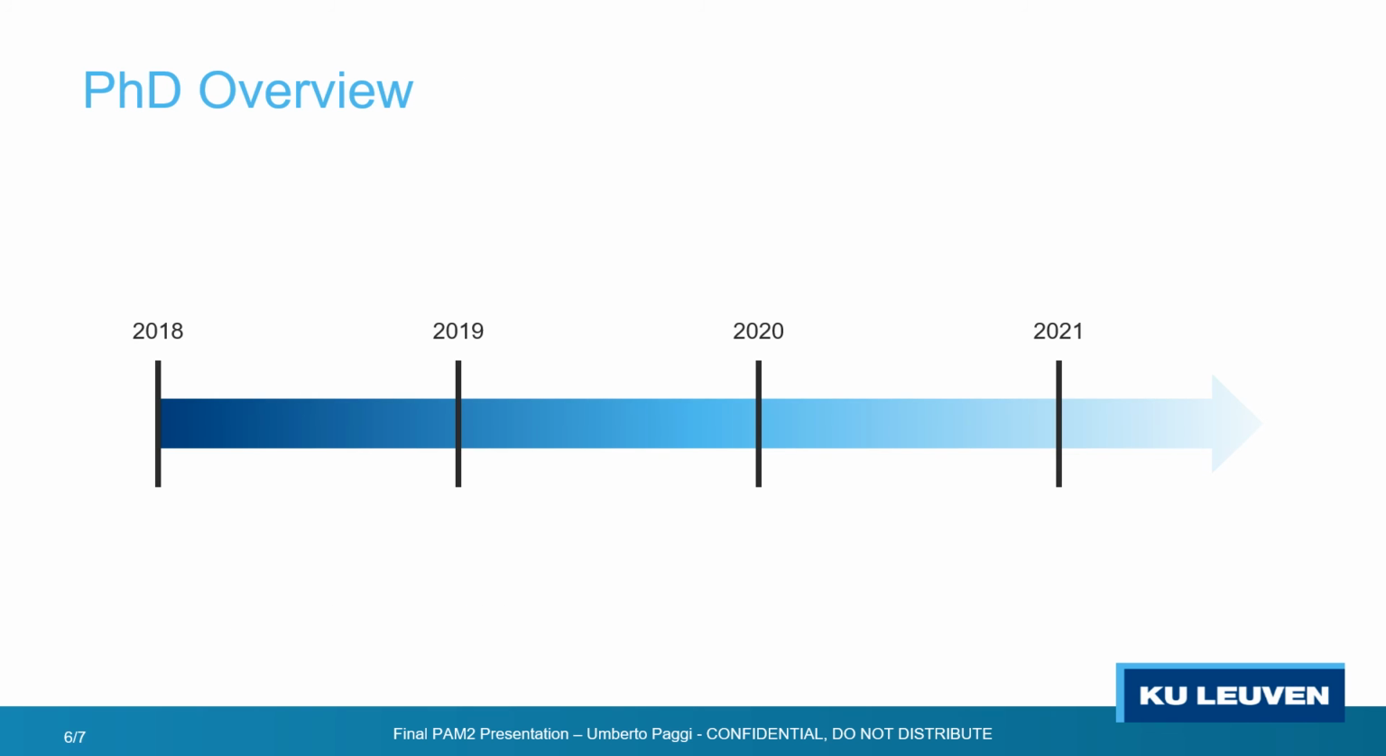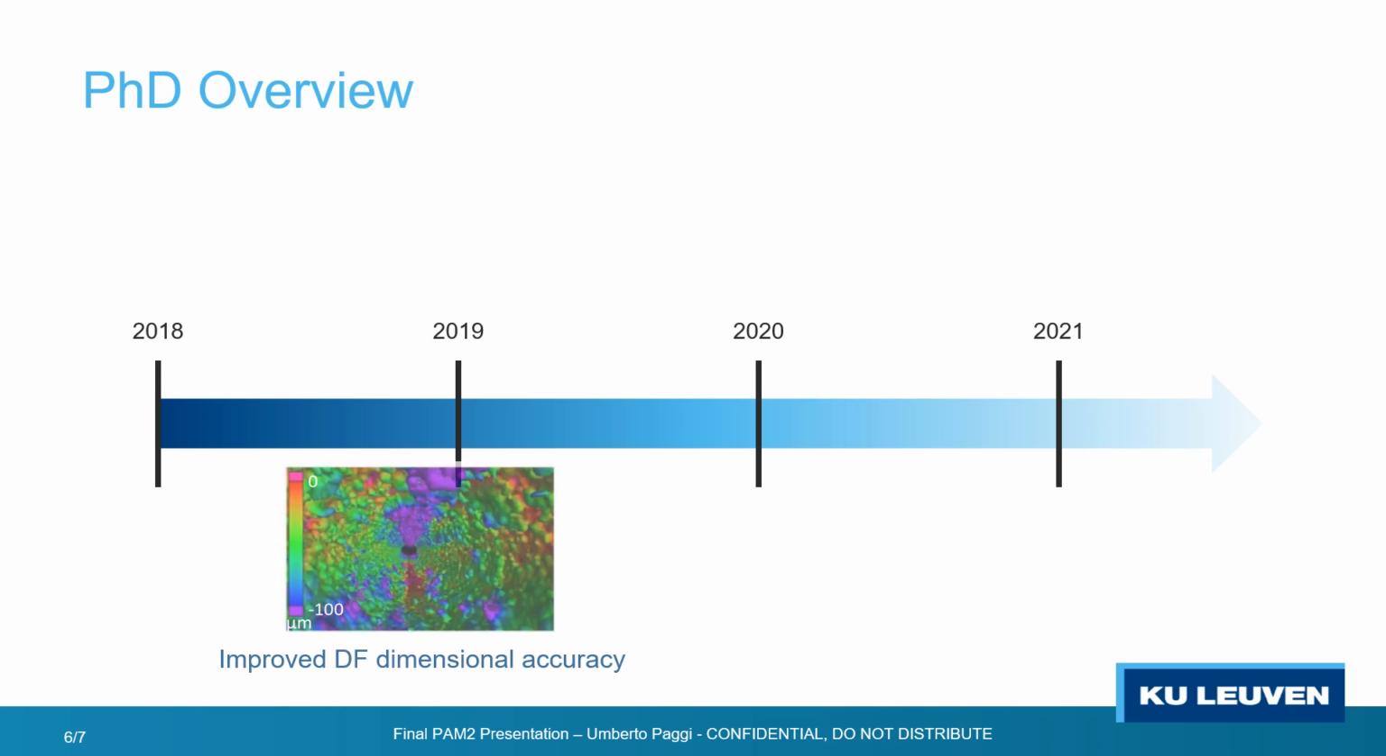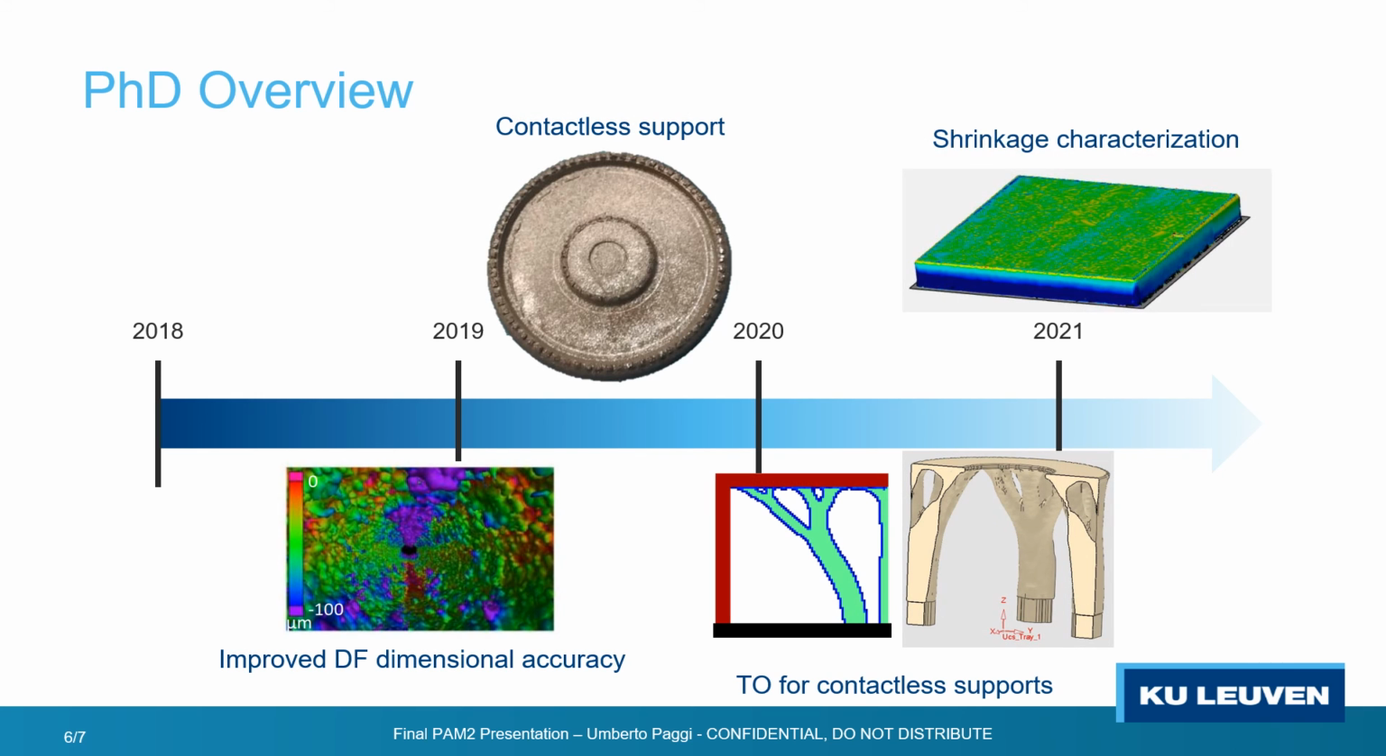I would like to close this presentation with an overview of my PhD. The findings presented in this meeting are the results reported in the papers that I published so far. But even though this project is ending, other works are scheduled to be submitted next year, such as my collaboration with ESR1 on topology-optimized support structure for contactless supports, and the interpretation of the shrinkage results with ESR10 neural network.